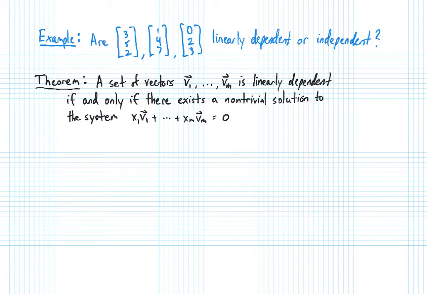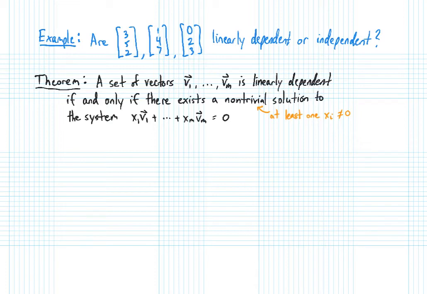So what the theorem says is that a set of vectors v1 to vm is linearly dependent if and only if there exists a non-trivial solution to the system x1 v1 plus x2 v2 and so on is equal to 0. And what non-trivial means here is that at least one of the xi's is not equal to 0, because obviously if you set all of the x's equal to 0, then you would get 0. So non-trivial means some solution that's not the one where all of the x's are equal to 0.